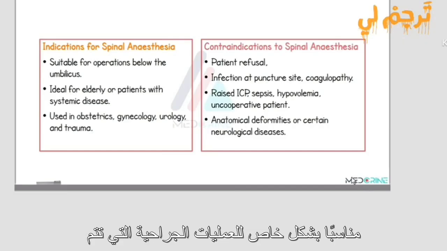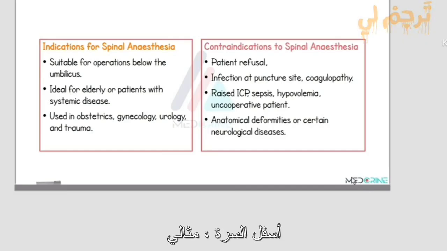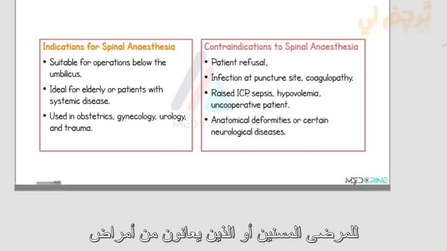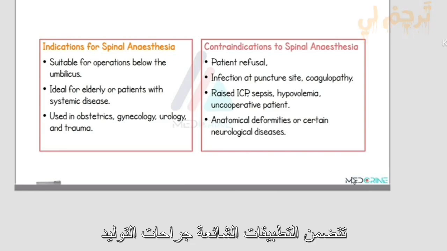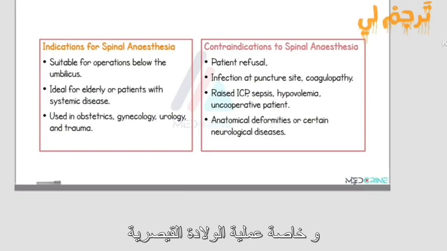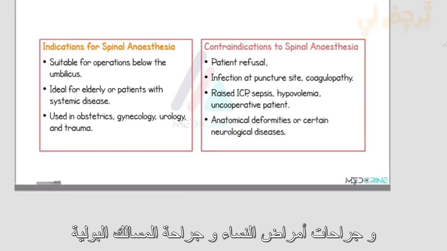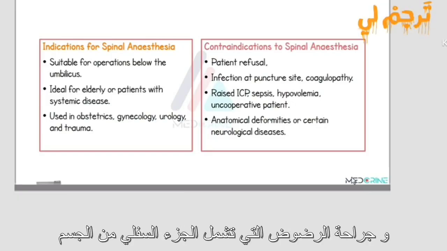Spinal anesthesia is particularly suitable for surgeries below the umbilicus. It's ideal for elderly patients or those with significant comorbidities. Common applications include obstetric surgeries, especially cesarean section, gynecological surgeries, and urological and trauma surgeries which involve the lower body.